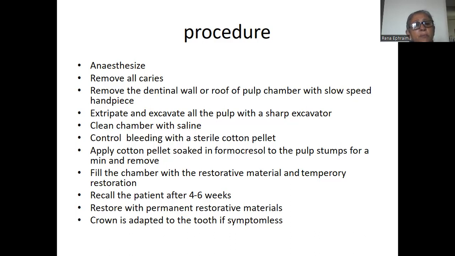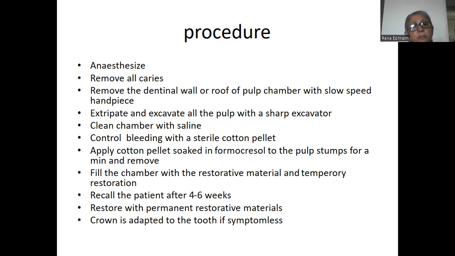a cotton pellet soaked in formocresol to the pulp stumps for a minimum of 1 minute, and then remove the cotton pellet. After removing the cotton pellet, make sure that the canal is dry, and fill the chamber with the restorative material. Okay, and the temporary restoration is done.